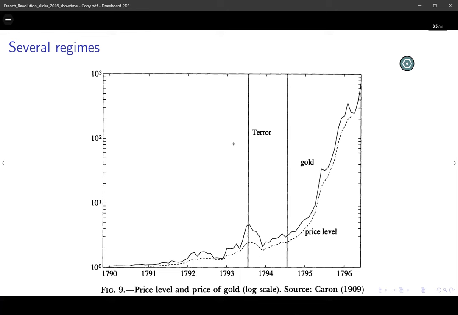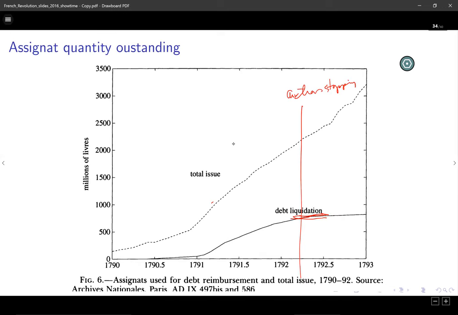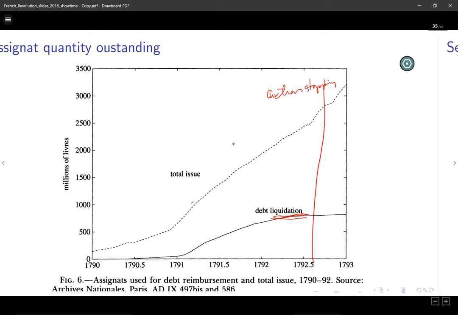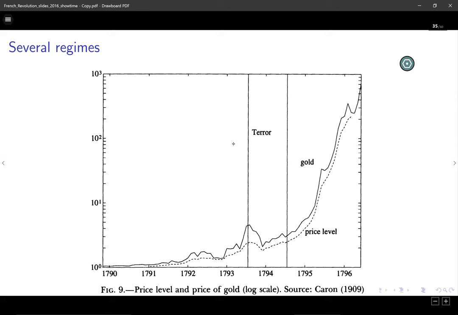It's got a price level. It's in the logs. During this early period, right in here, this scheme is working quite well. They get some inflation, but they're printing, you notice they're printing. Actually, I'm a little wrong, this auction stopped kind of over here. They're printing money. They're using it to finance the government. They're using it to pay off creditors, and they're holding these auctions.